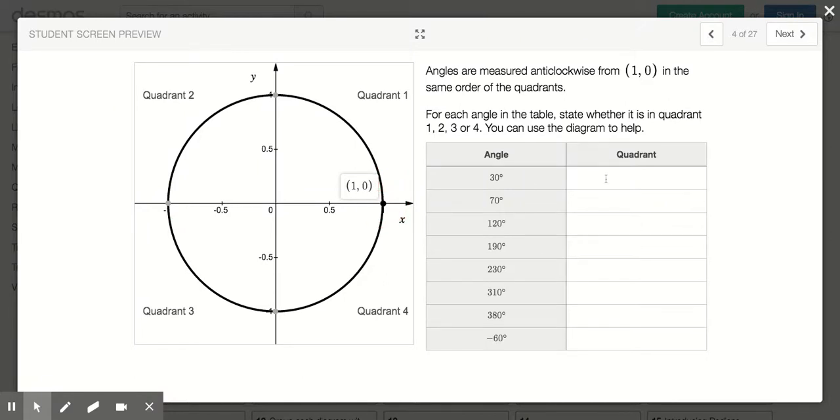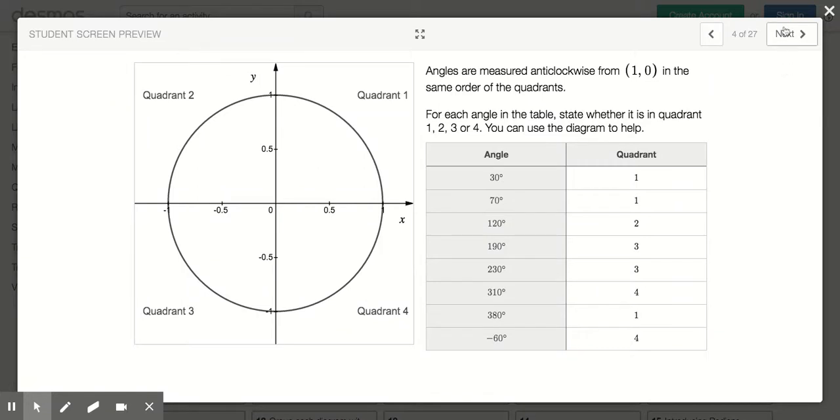So if we're going over this, 30 degrees, it tells you, is going to be in quadrant 1. So I'm going to put quadrant 1 here. 70 degrees is also in quadrant 1. 120 is in quadrant 2. 190 is just above 180, so it's going to be in quadrant 3. 230 is going to be quadrant 3. 310 is going to be in quadrant 4. 380 is going to go past 360, so it's going back into quadrant 1. And then negative 60, remember this is 0, so we're going to go negative instead of positive, right? So this is going to be in quadrant 4 here, okay?